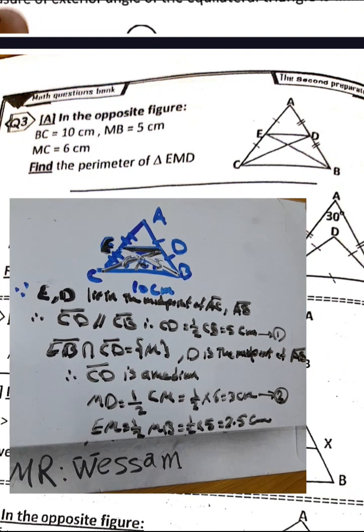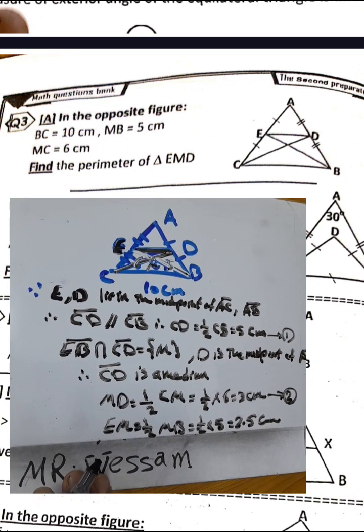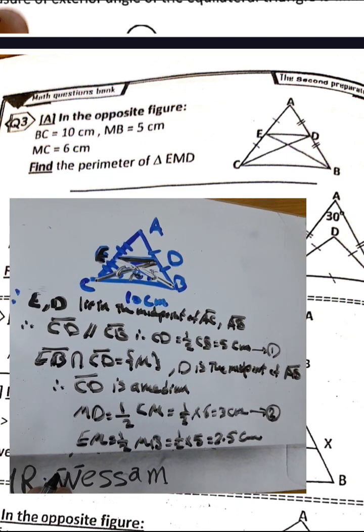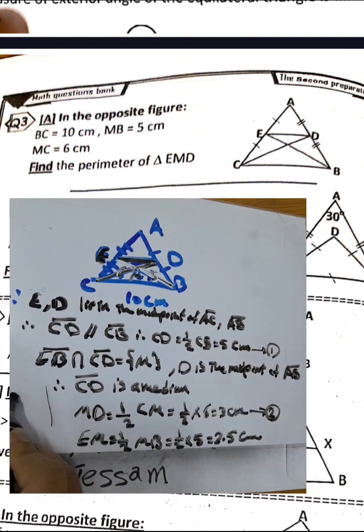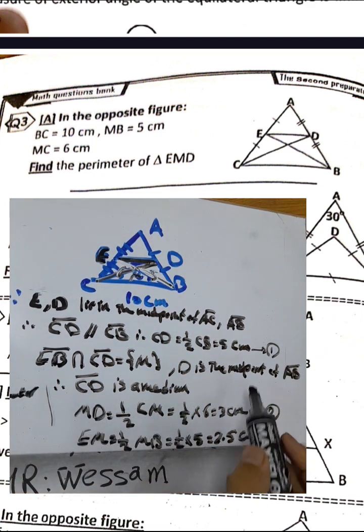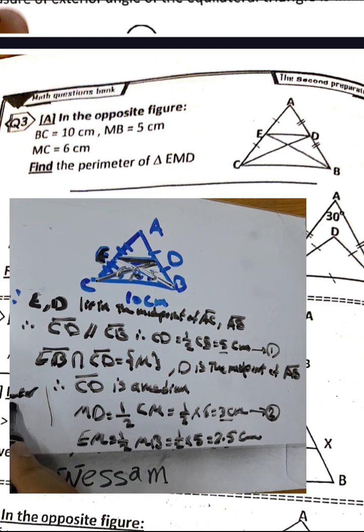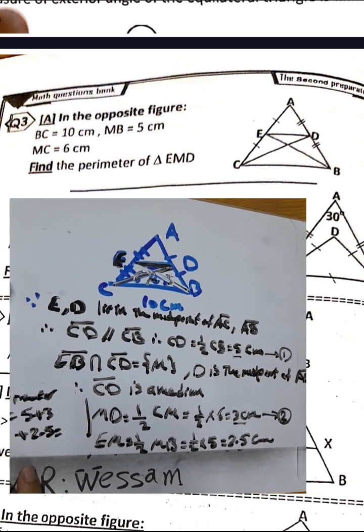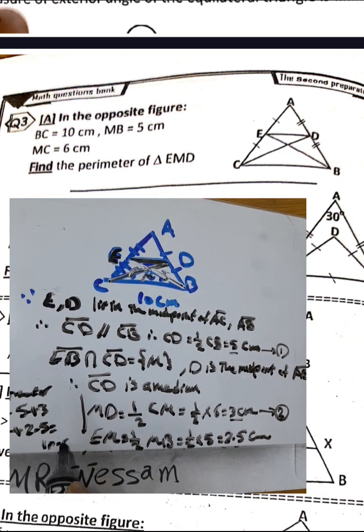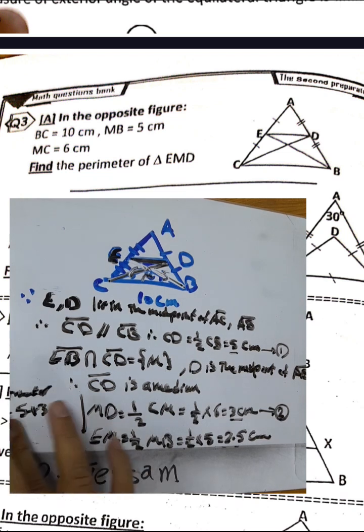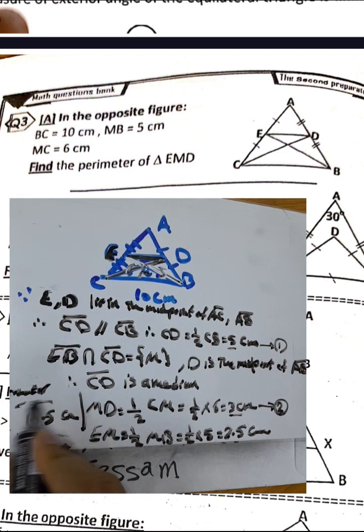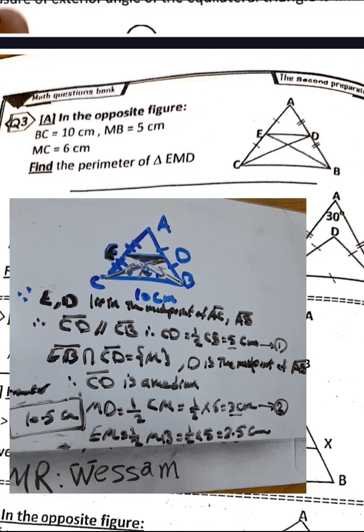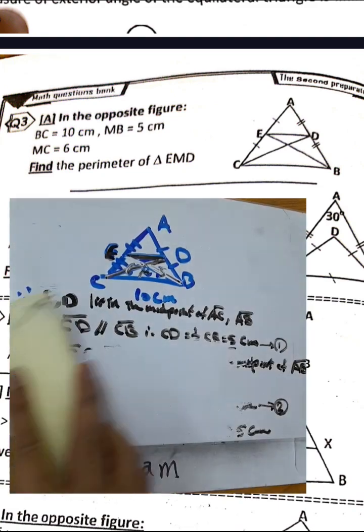Then you can find the perimeter of the triangle. We can write the perimeter equal to 5 plus 3 plus 2.5. Okay, 5 plus 3 is 8. 8 plus 2.5 will be 10.5. Then the perimeter will be 10.5 centimeters. It's the perimeter of this triangle. Understood? Next question.